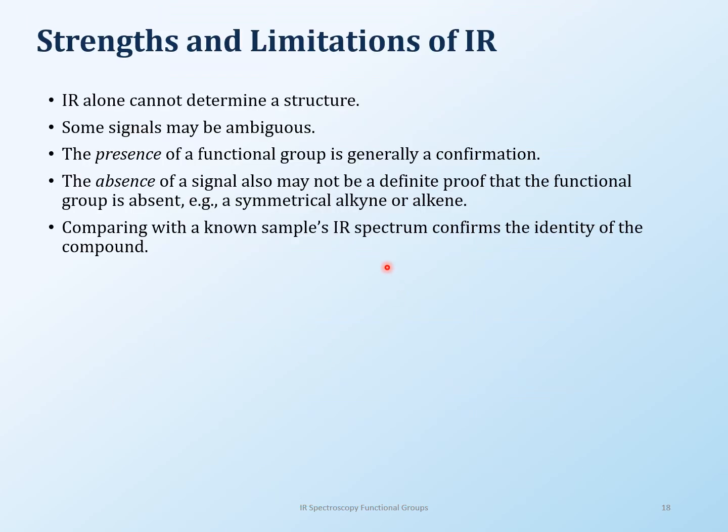So talking about the strengths and limitations of IR. The strength of the IR is, of course, that you can figure out the functional groups. But IR definitely is not enough to determine the structure. You can see what we've been looking at. We're looking only at the functional groups. We cannot tell how many carbons you have. As I said, you can't even tell how many OHs you have or how many double bonds you have. You can't tell all of that. So IR is not enough to tell you about the structure of the compound.